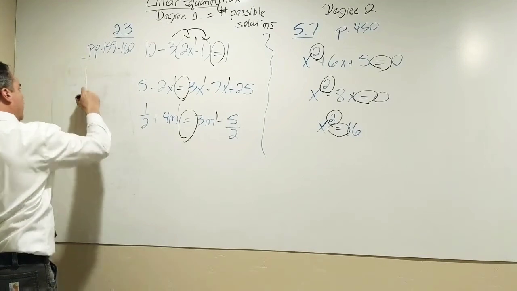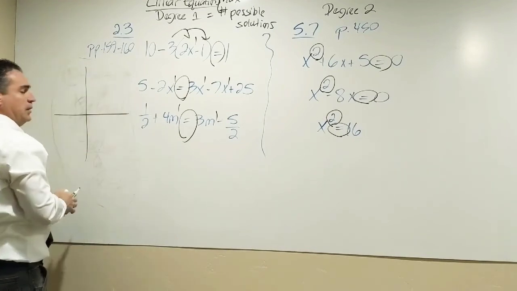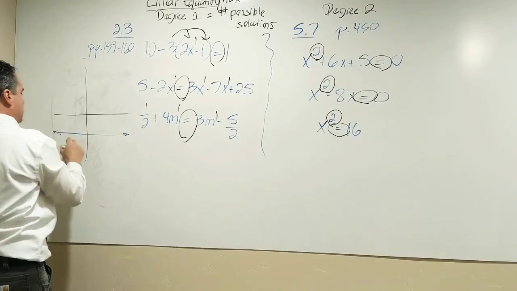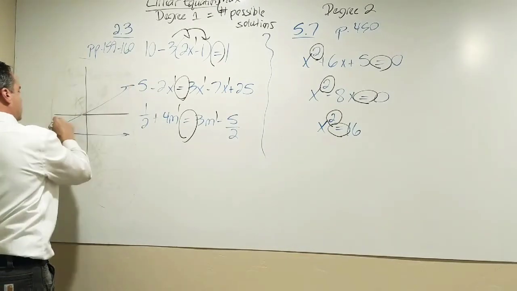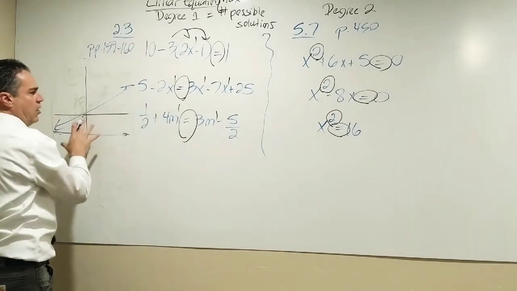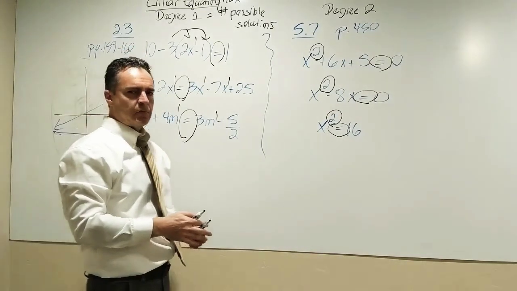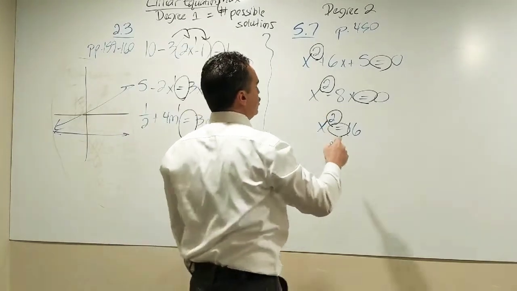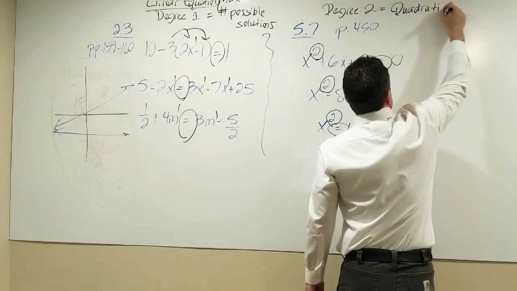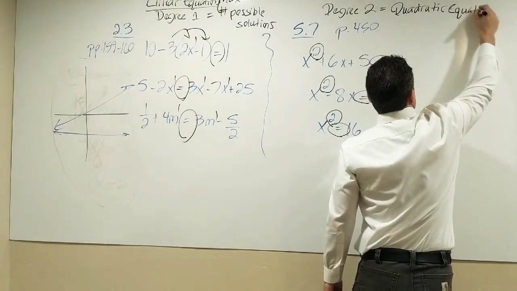If we were to graph these, they become a line. Maybe it's a horizontal line, maybe it's a slanted line with slope. But when you graph these, they all are lines. A degree 2 equation is what we call a quadratic equation. Very interesting.